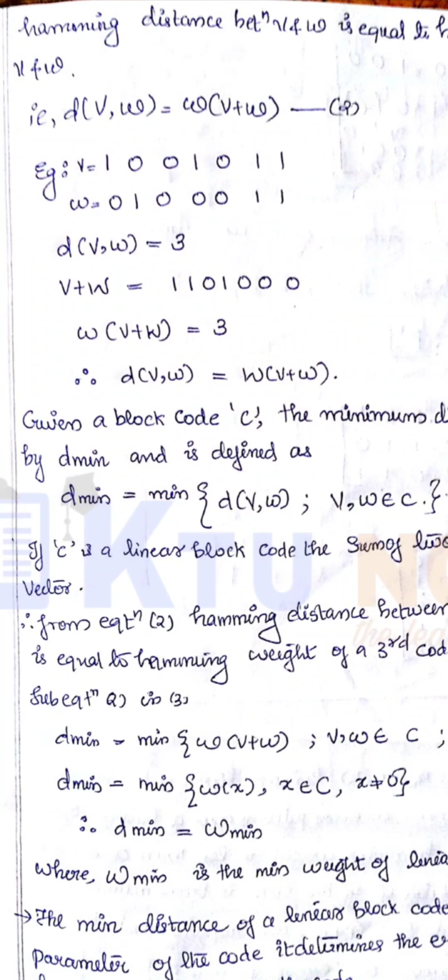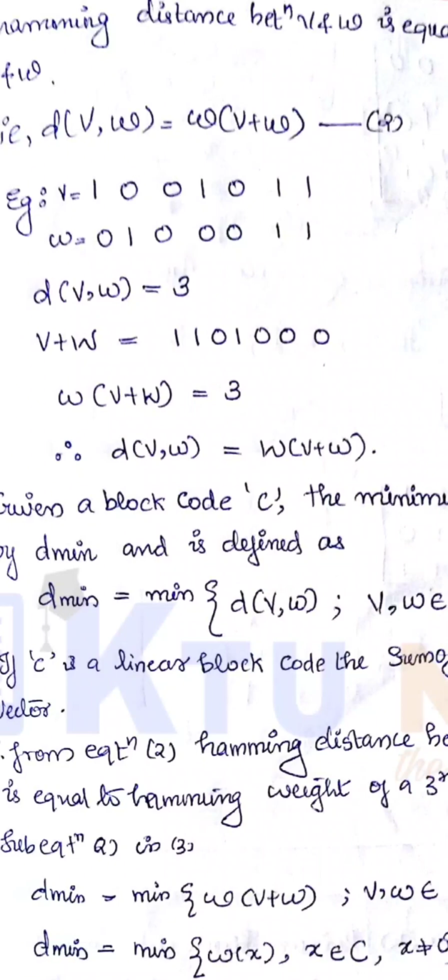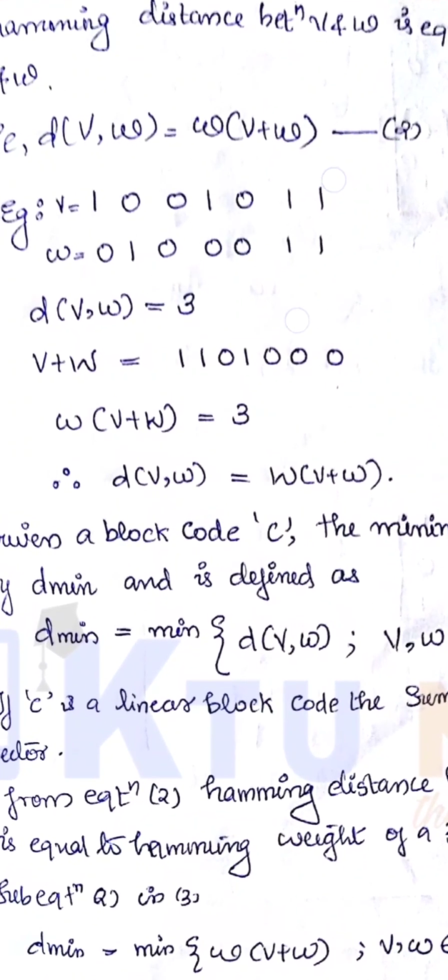Then W is equal to 0 1 0 0 1 1. So the distance between these two is nothing but how many places they differ. So we are looking at the first place. At the first place both are the same, so no difference is obtained. The distance is the number of places in which they differ. That is called the distance between two code vectors.